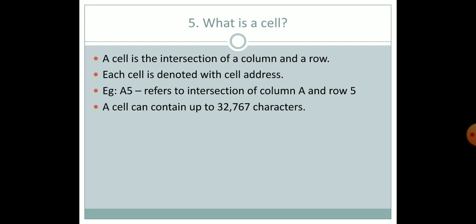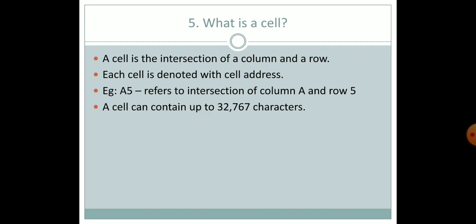Then each cell can contain up to 32,767 characters. The cell can contain up to 32,767 characters. Okay, so what is a cell? A cell is the intersection of a column and a row. Each cell is denoted with a cell address.